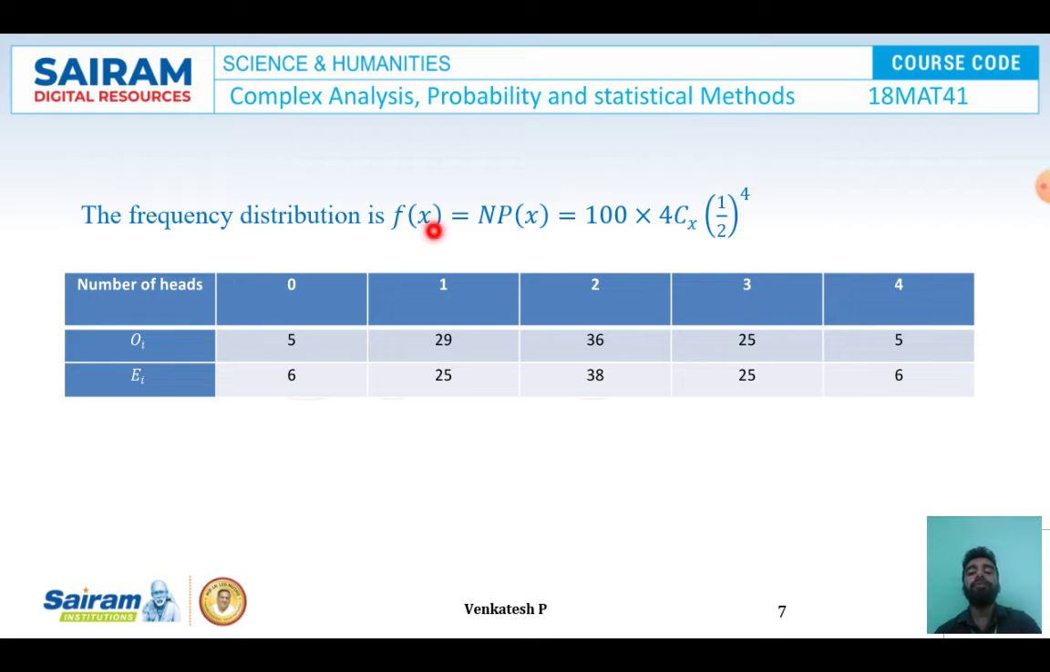So if x is equal to 0, the value will be 6. X is equal to 1 here, the value will be 25. X equal to 2, the value will be 38. X is equal to 3, the value will be 25. And x is equal to 4, the value will be 6. So replace the data in the table again.